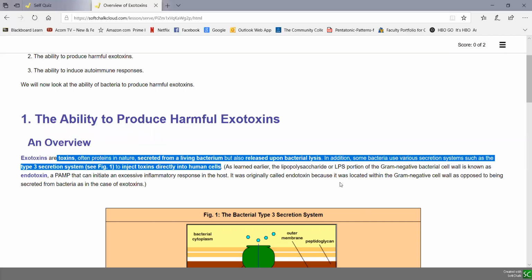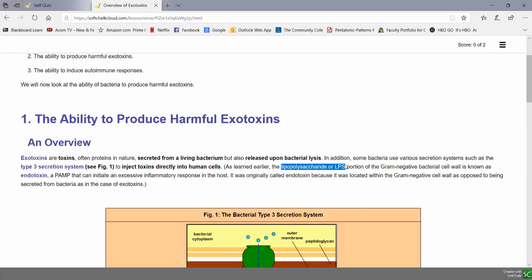Now, we learned back when we talked about the gram-negative cell wall that the lipopolysaccharide, or LPS, portion of the gram-negative cell wall is called endotoxin. And this is actually, of course, a PAMP that causes an excessive inflammatory response, as we saw in the previous SoftChalk lesson. Now, that was originally named endotoxin because it was located within the gram-negative cell wall. It's the LPS in the outer membrane of the gram-negative cell wall, as opposed to toxins that are secreted from bacteria, which they termed exotoxins.